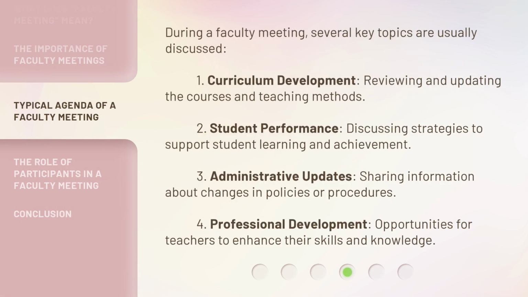During a faculty meeting, several key topics are usually discussed. 1. Curriculum development, reviewing and updating the courses and teaching methods. 2. Student performance, discussing strategies to support student learning and achievement. 3. Administrative updates, sharing information about changes in policies or procedures. 4. Professional development, opportunities for teachers to enhance their skills and knowledge.